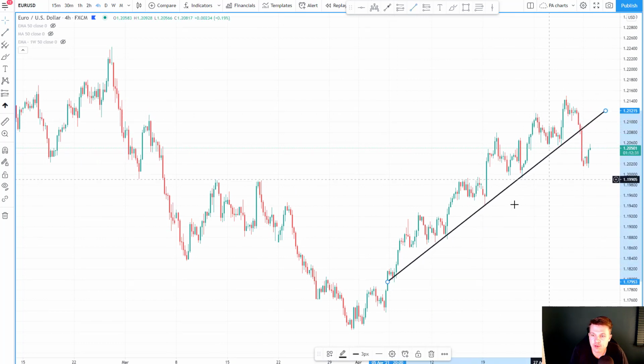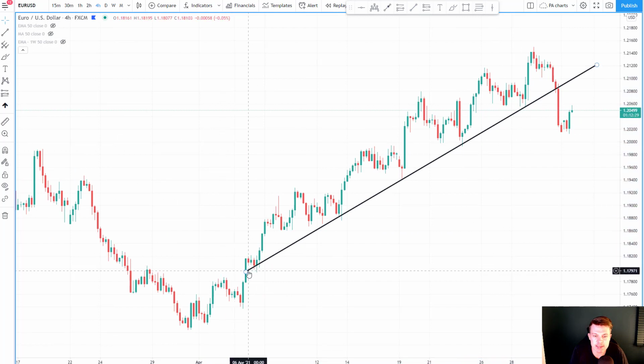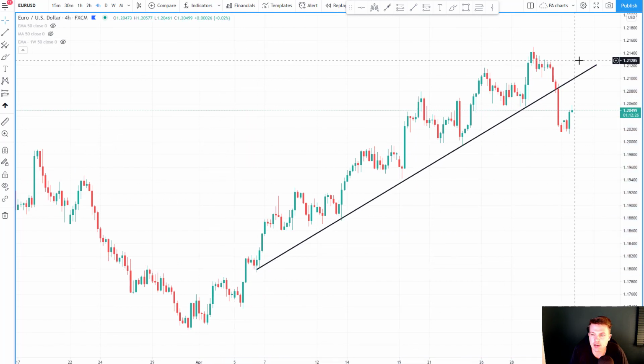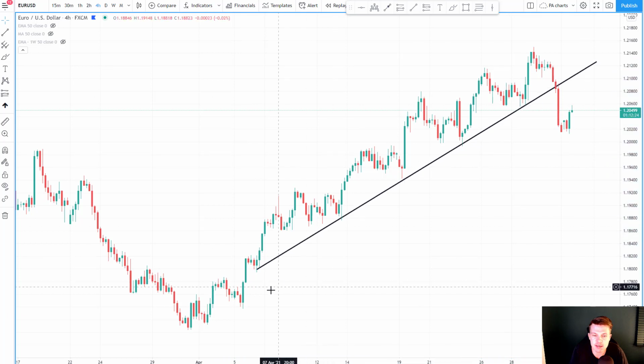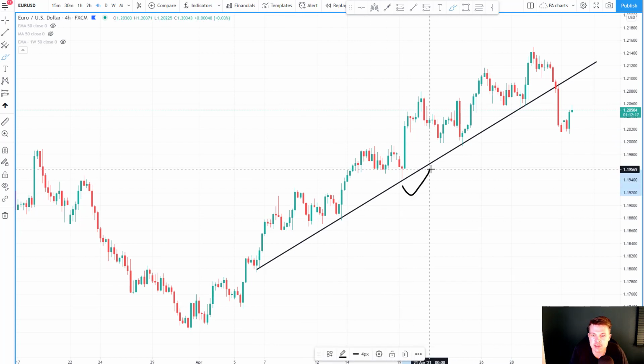So for example, if we are looking for a trend line somewhere like this, you can see this is usually a good trend line. You can see we have our first touch point, the second, the third, the fourth, and the fifth. So we definitely have a valid trend line.